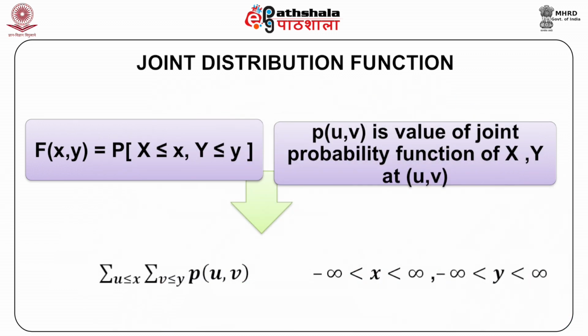Now we shall discuss the joint distribution function. The joint distribution function, or the joint cumulative distribution function, of x and y is given by F(x,y) is equal to the probability that small x is greater than or equal to capital X and small y is greater than or equal to capital Y, where x lies between plus infinity and minus infinity, and y also lies between plus infinity and minus infinity, where p(u,v) is the value of the joint probability function of x and y at (u,v).